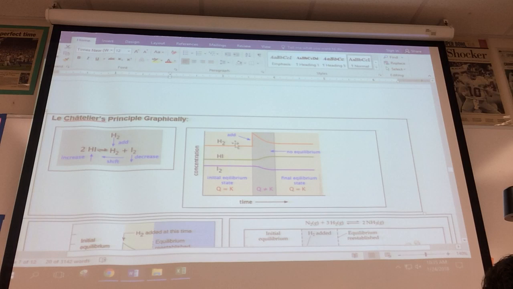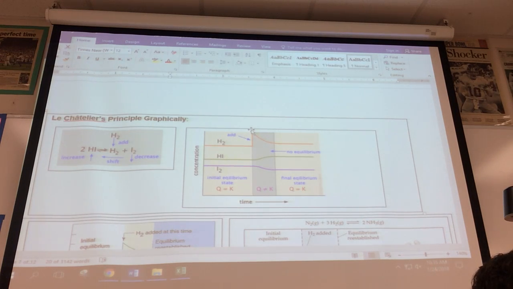Here's equilibrium where you're plateauing. At equilibrium, Q and K are equal. We're going to add hydrogen gas. You'll see the addition of it, upward trend there. You're adding it. Its concentration is increasing, and you dump it in very quickly.